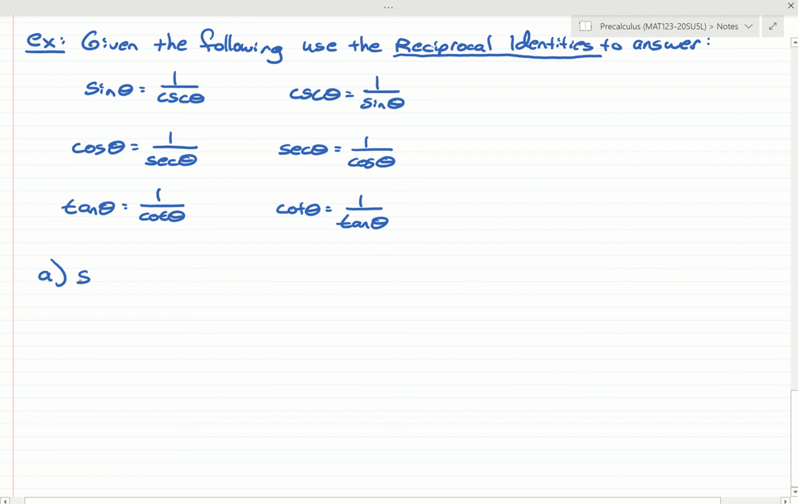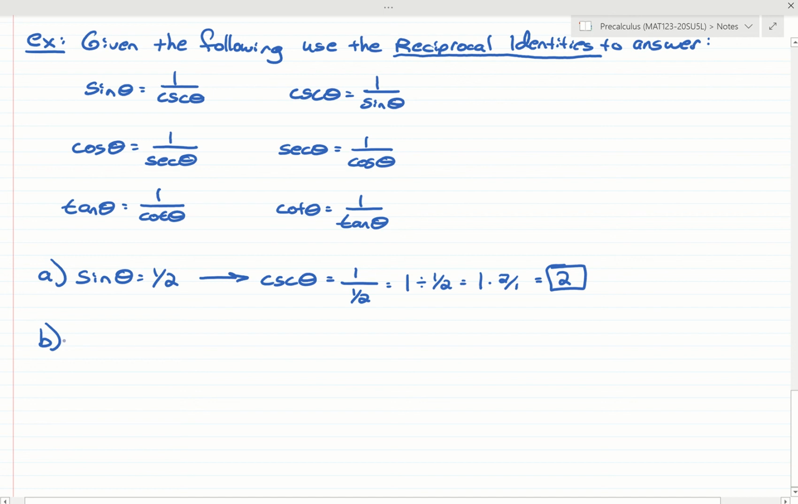What if I told you that sine was 1/2? I would like you to find cosecant of theta. Well, it's pretty easy. I mean, what's the reciprocal of 1/2? It's 2, right? Cosecant would be 1 over 1/2, which is 1 divided by 1/2, which is 1 times 2 over 1. I think it's just easier to flip it, right? But either way, you get 2 as the answer.